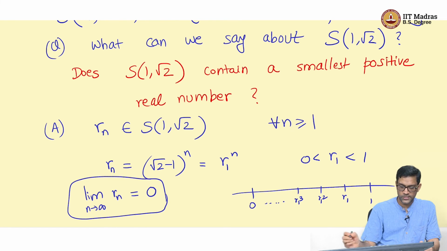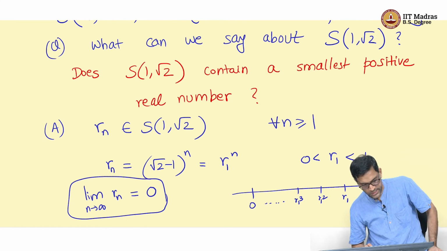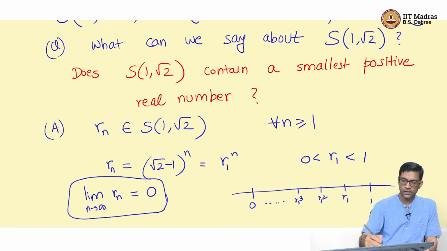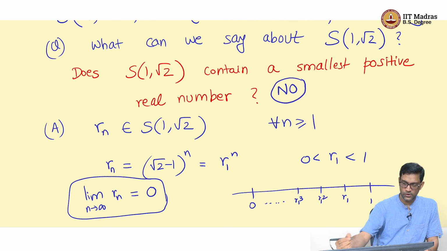Okay. So what does that tell us? Well, it tells us that the question that we posed here, that whether S contains a smallest positive real number, well, the answer to that question is no, it does not.